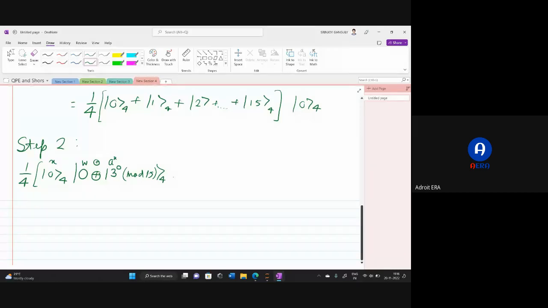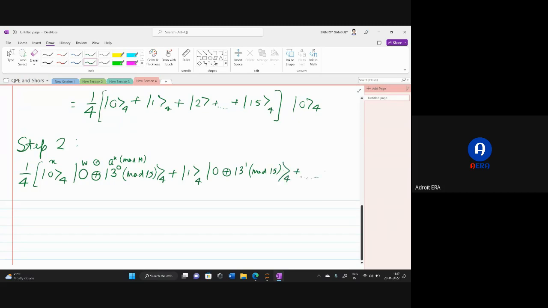And similarly, this can also be done for the next states. Now x will be ket 0, then x will be ket 1, and it will go on for all the 15 states. So this time, again W is 0 only, so 0 XORed with 13 to the power 1, because it is a to the power x mod m, remember. Mod m remains the same, mod 15. And so on, it will go on.